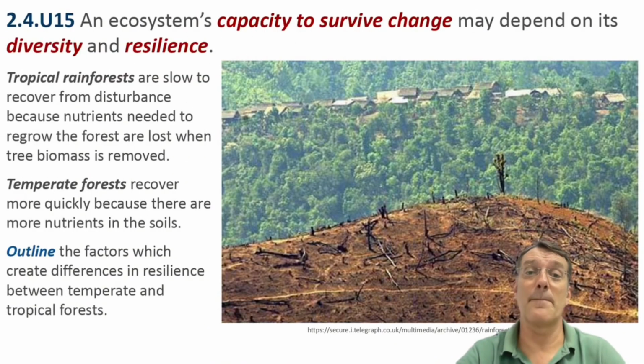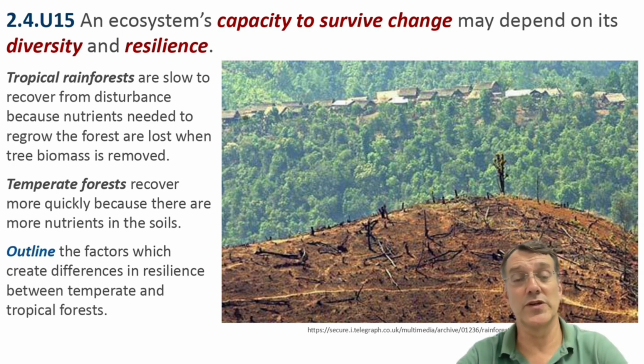An ecosystem's capacity to survive change depends on its diversity and its resilience. Tropical rainforests, despite their high biodiversity, recover pretty slowly from disturbance because most of the nutrients are stored in vegetation rather than in the soils. Temperate forests, on the other hand, often recover more quickly because they have more nutrients in the soil to support regrowth when the plants are cut down.